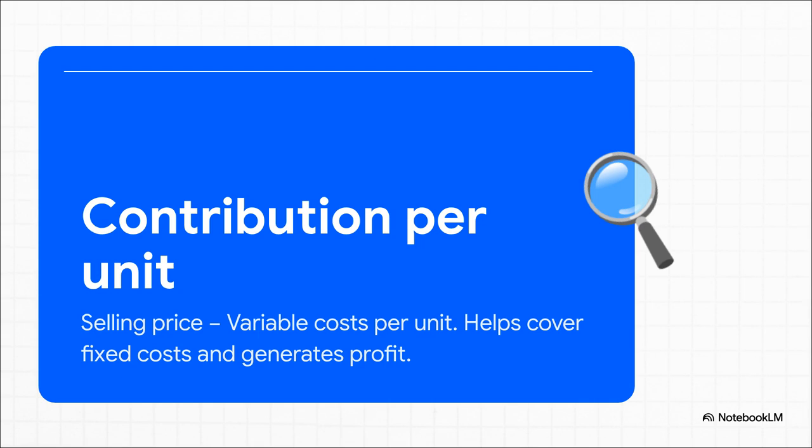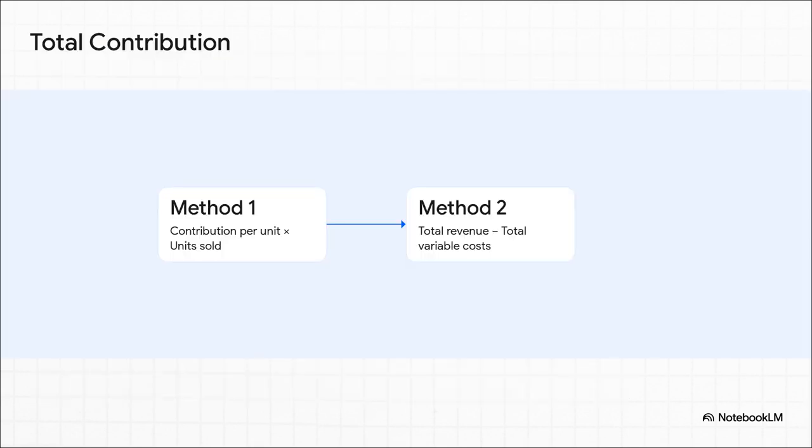The formula is beautifully simple. It's just your selling price minus your variable costs per unit. So if you sell a product for 10 pounds and the raw materials cost you 4 pounds, you've got 6 pounds left over. That 6 pounds, that's your contribution. So what about your total contribution? It's just a quick two-step process to scale up that per unit number across everything you sell.